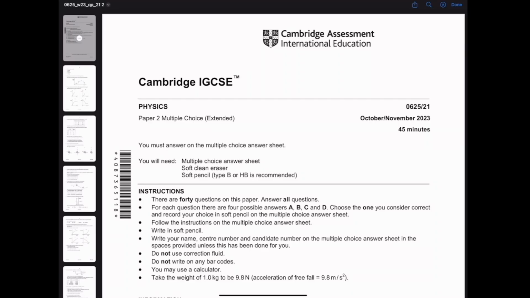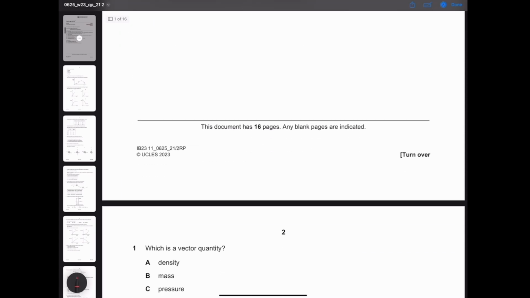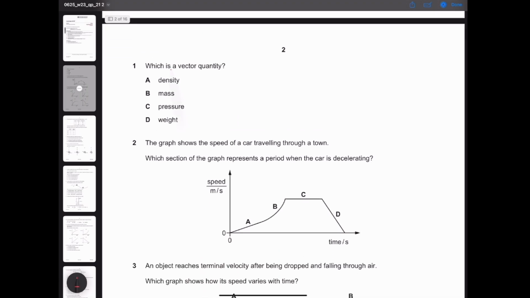The paper we are solving today is IGCSE Physics October-November 2023, paper number 21. Alright, let's start with the first question. Which is a vector quantity? Density? No. Mass? No. Pressure? No. Weight? Yes. Weight is a force, and force is a vector quantity.